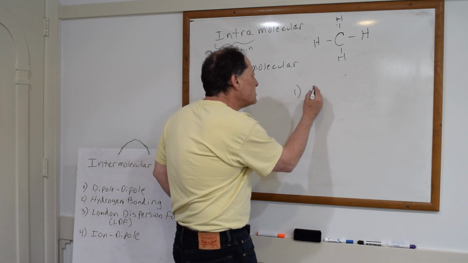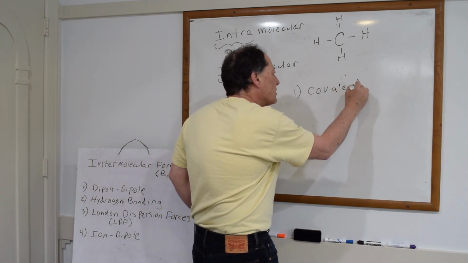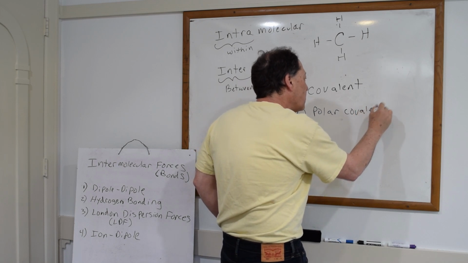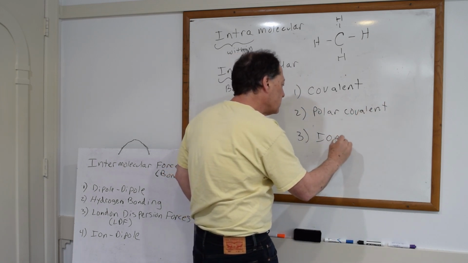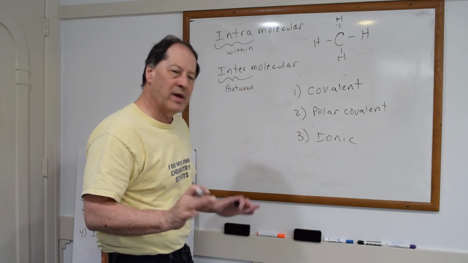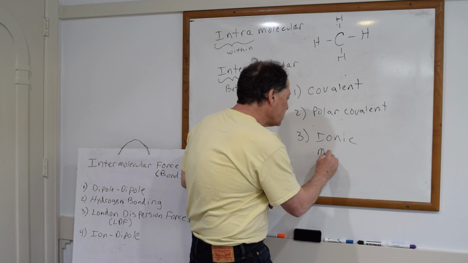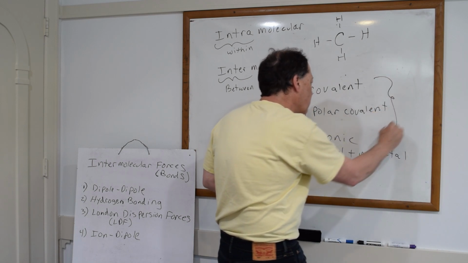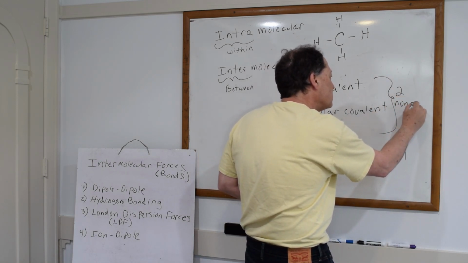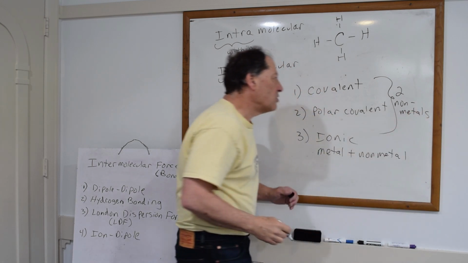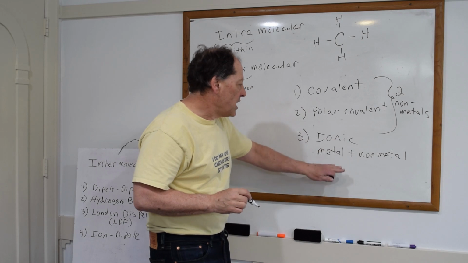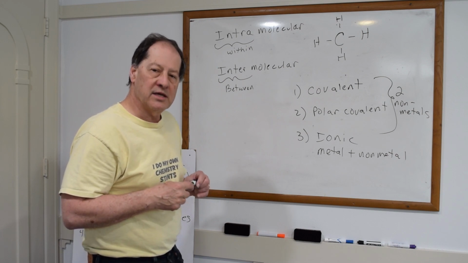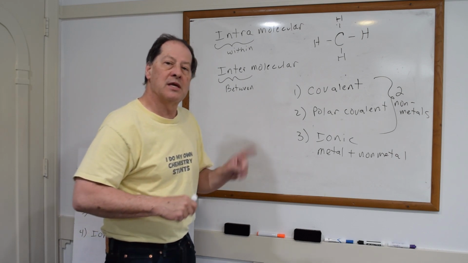The first one is covalent. The second one is polar covalent. And the third one is ionic. Very basically, ionic bonds are a metal plus a nonmetal, and both of the covalent bonds are 2 nonmetals. When I have a covalent bond, that means I'm sharing electrons. When I have an ionic bond, that means an electron or electrons is being transferred to a different atom. Remember, metals tend to lose electrons, nonmetals tend to gain them.